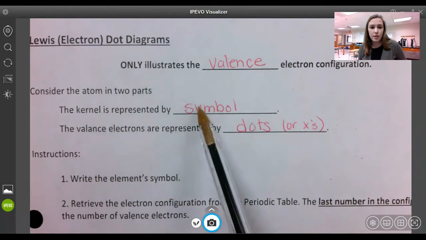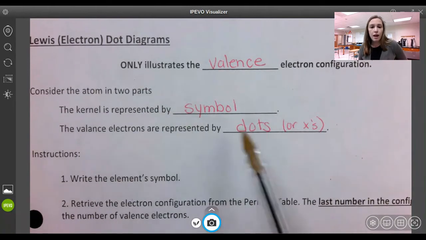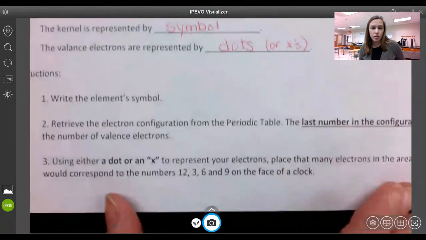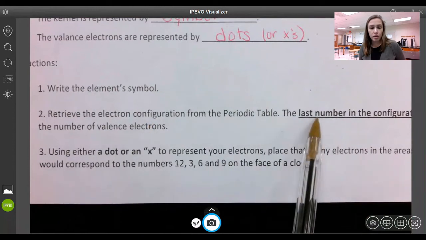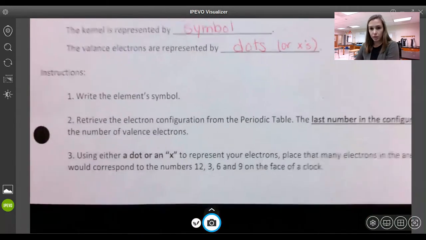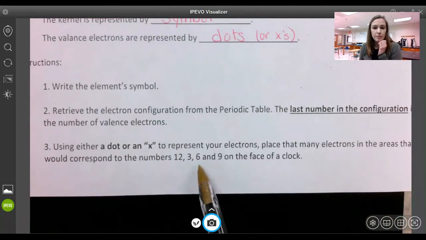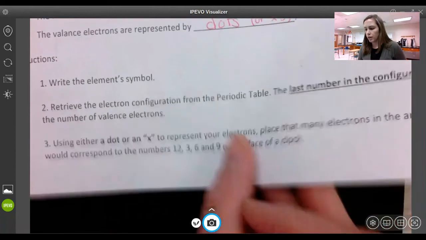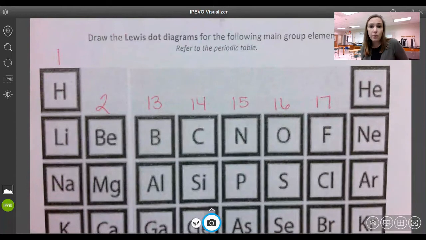The 2 parts are represented by the symbol, which is the kernel, all the inner electrons, and the nucleus. And then the dots are just representing those valence electrons. Sometimes you'll see X's used, and that's acceptable too. So we're going to be writing the symbol, looking at the electron configuration number, determining the number of valence electrons using the last number in the configuration, and then using dots to represent them. You're going to see me put them in specific spots. Really, as long as they're all there, you're okay, but strive to do the order that I'm going to do it in. So if you go on to the next page, it says to draw the Lewis dot diagrams for the following main group elements.